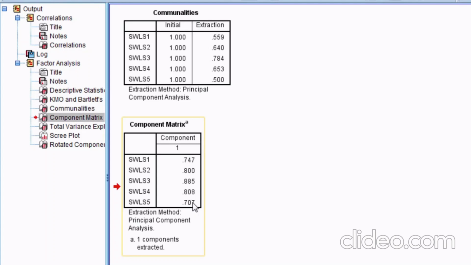in the case of SWLS5, we would not rely on it in naming our component because it is the lowest contributing item. Typically, we close in factor analysis after getting all our values, determining how many components to extract or retain, and looking at our loadings, and then we want to name our components. So, that's it for now.